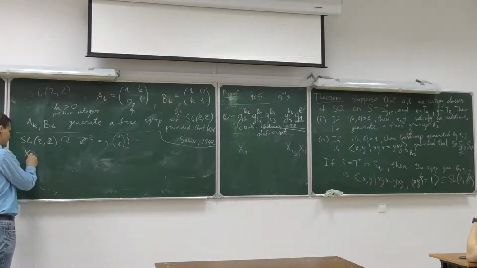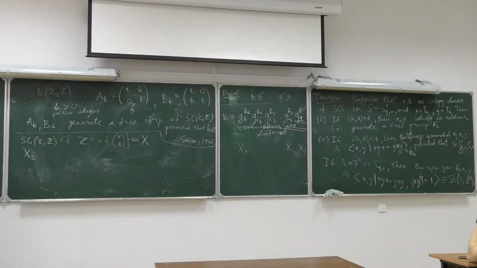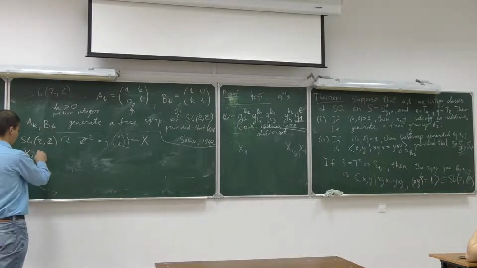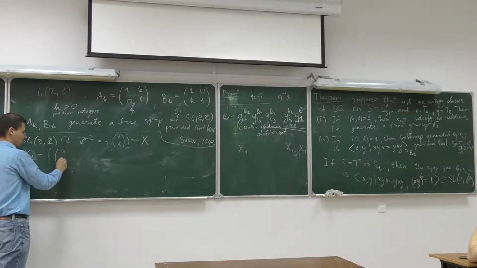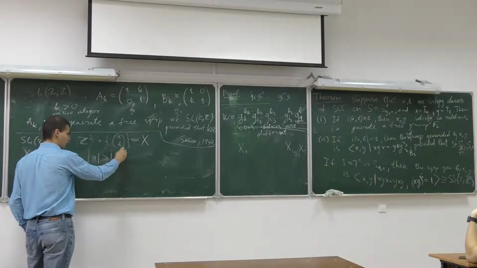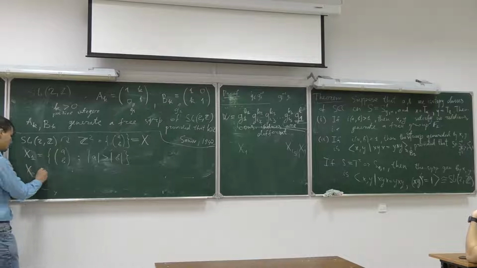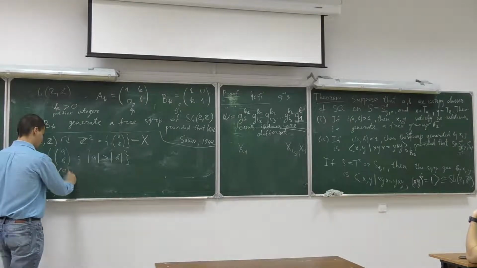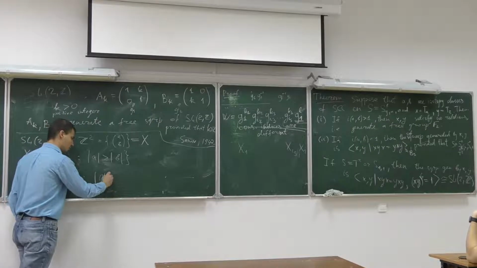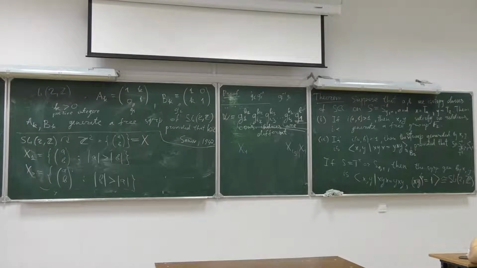I consider the following subsets. So this will be X. We have this set X on which the group acts, and I consider the following subsets. X1 is the set of all vectors such that the absolute value of A is greater than the absolute value of B, and X2 is vice versa, the set of all such vectors that the absolute value of B is strictly greater than the absolute value of A. Okay, they are non-empty, they are disjoint.